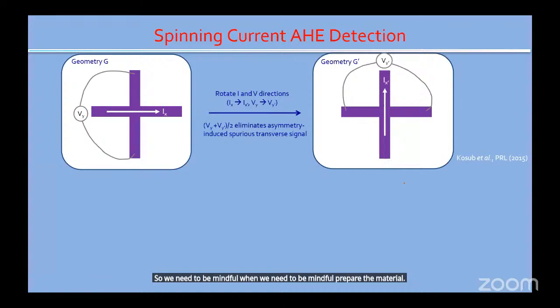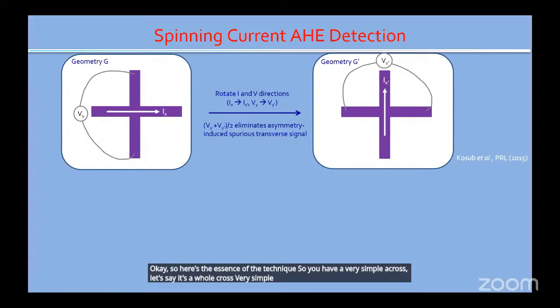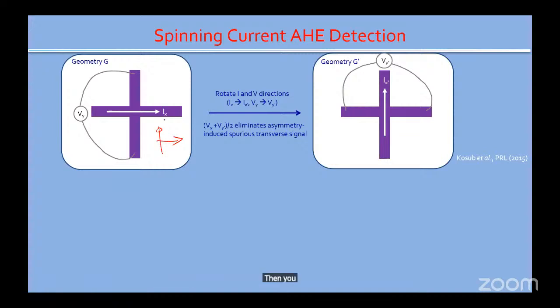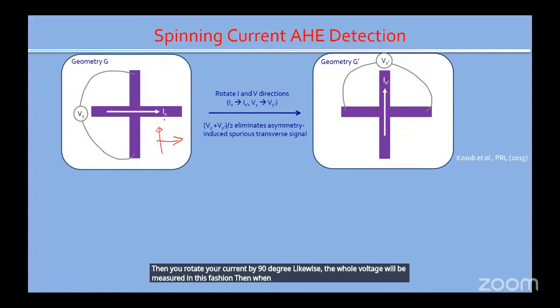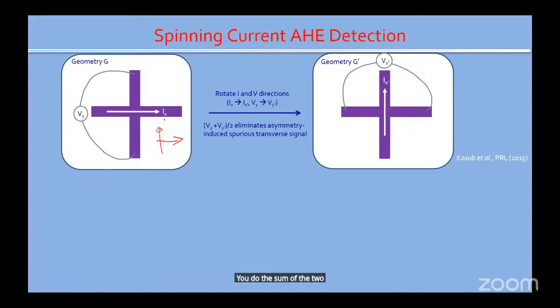Okay, so here's the essence of the technique. You have a very simple cross, let's say a Hall cross, a very simple structure. This is the platinum sensing layer on top, with X direction and Y direction. If you pass current along the X direction, you measure the Hall effect along the Y direction. Then you rotate your current by 90 degrees, and likewise the Hall voltage will be measured in this fashion. Then you do the sum of the two Hall signals, and you get rid of the asymmetry induced by geometric imperfection.